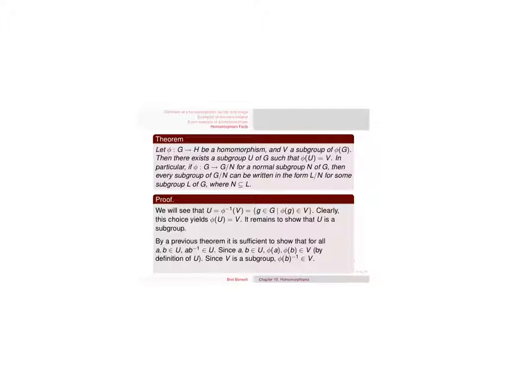Well, since V is a subgroup, I have inverses in V. So phi of B has an inverse, and so I can say that phi of B inverse equals phi of B inverse, which belongs to V. Well, since phi of B inverse belongs to V, phi of AB, split it up, is in V by closure. So that tells me that this must be in U, because it maps over into V. So that's good. That means it's a subgroup.